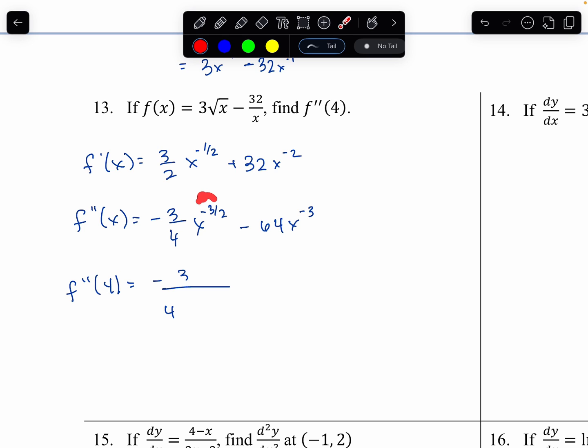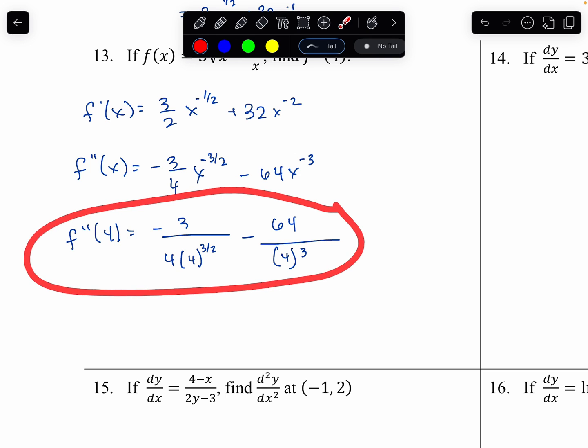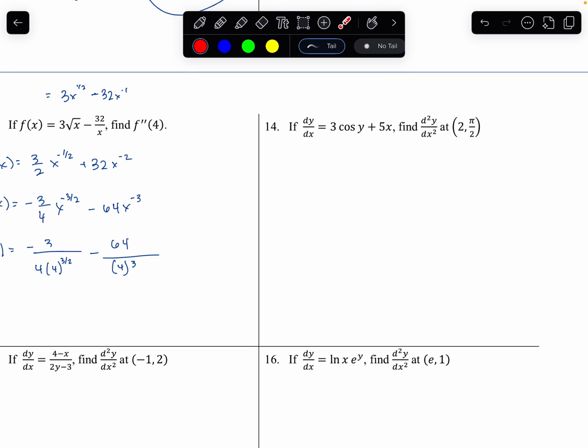So f double prime of 4 is going to be equal to negative 3 over 4. I'm going to put this in the denominator with the 4, that way I make my exponent positive. Then we're going to have 4 to the 3/2 minus 64 over 4 to the 3rd. And I'll be honest, you definitely should simplify that, but I think I'm good.